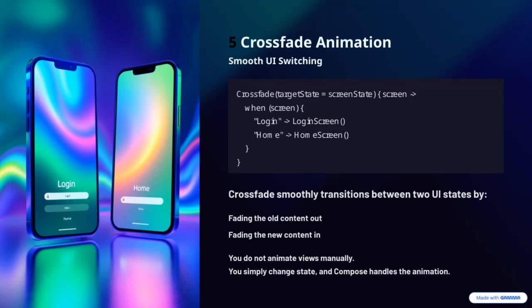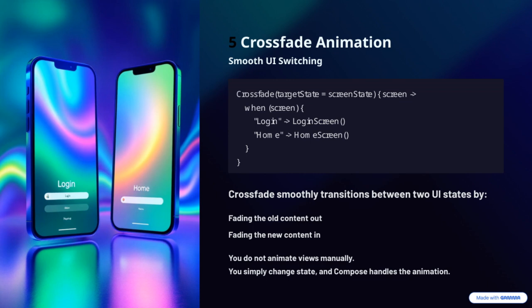So, one of the really powerful aspects of Jetpack Compose is that you don't have to manually animate views. Instead, you just change the state of your UI, and Compose takes care of the animation for you. For example, when your content updates, Compose can handle fading in the new content and fading out the old content seamlessly. This is where crossfade comes in.